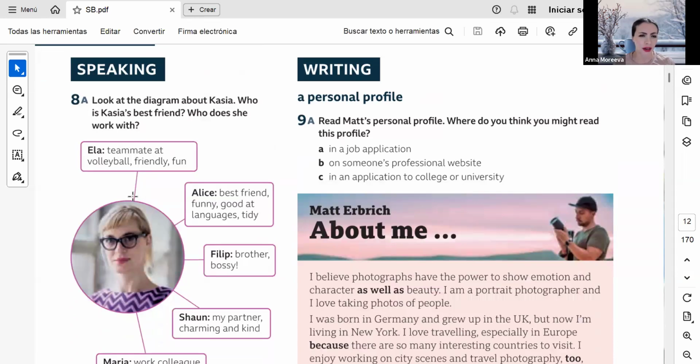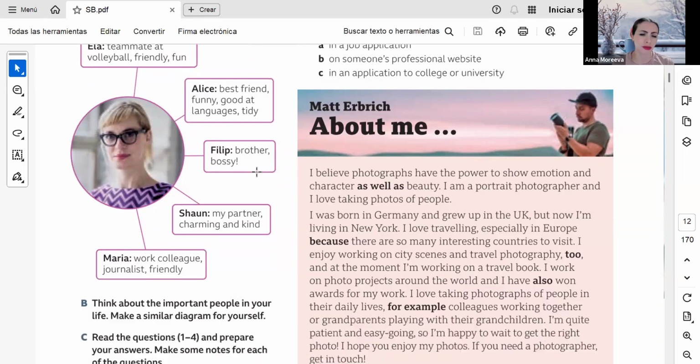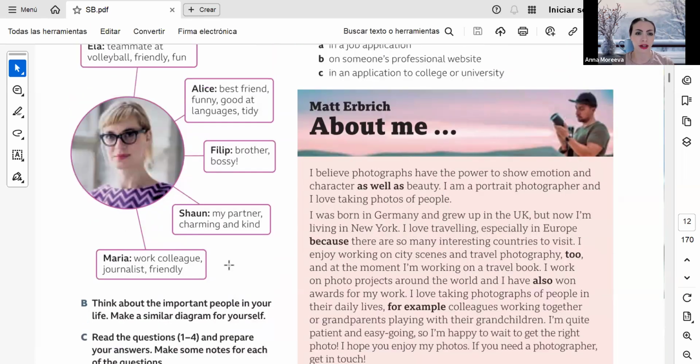So this is a diagram about Kasia. Who is Kasia's best friend? Who does she work with? She speaks about some important people in her life, maybe not important, but the people who are around. For example, Ella is a teammate, Alice is a best friend, Philip a brother, Sean her partner, Maria is her work colleague. So read it and think about the important people in your life. Make a similar diagram for yourself.